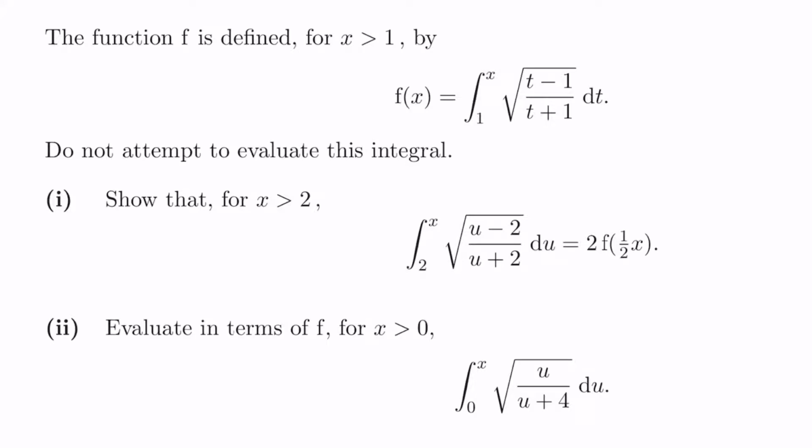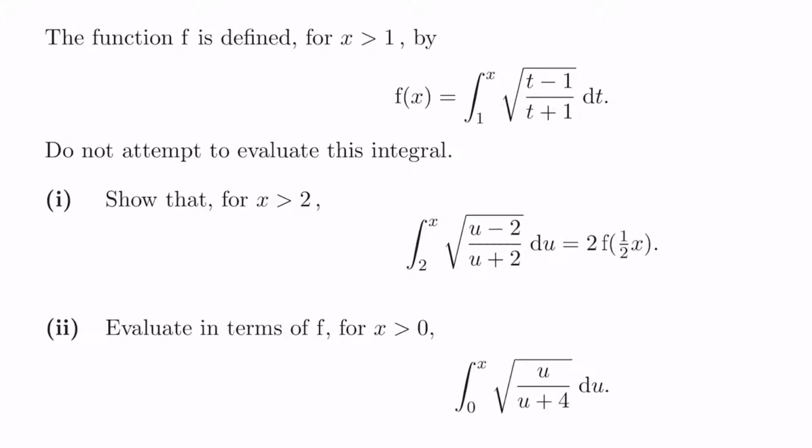We're given this function f and we're told that it's defined for x strictly greater than 1. A good place to start would be to question the significance of this stipulation that x be strictly greater than 1. x is the upper limit on the integral, and suppose it were allowed to be equal to 1, then f of 1 would be an integral between 1 and 1, which would evaluate to 0, so that wouldn't be very interesting.